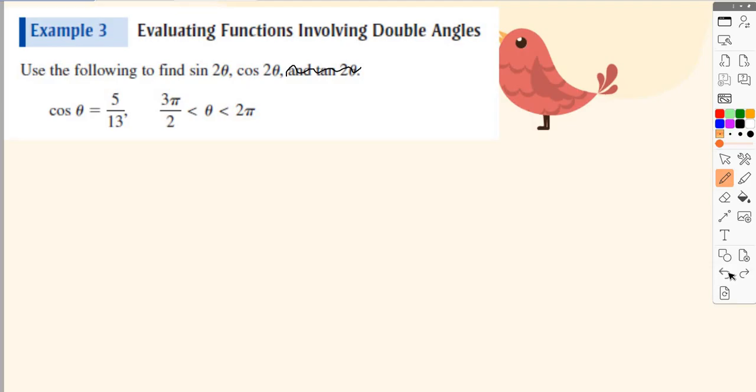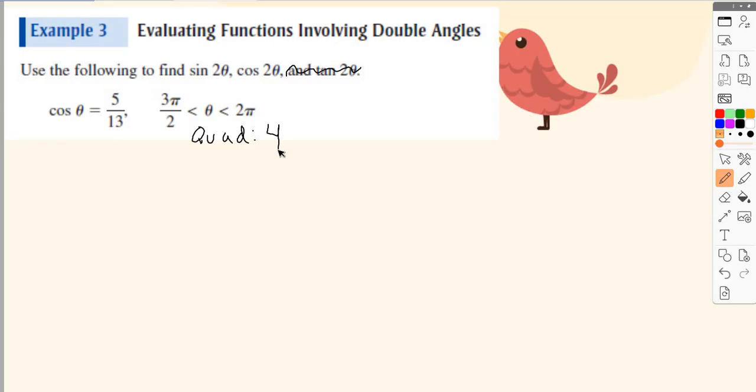But do I know what my angle is? No, because it's just a theta. Theta is just a generalized angle, and I don't know what it is. I do know where it's located. What quadrant is it in? Four. That's going to be helpful here in a second.